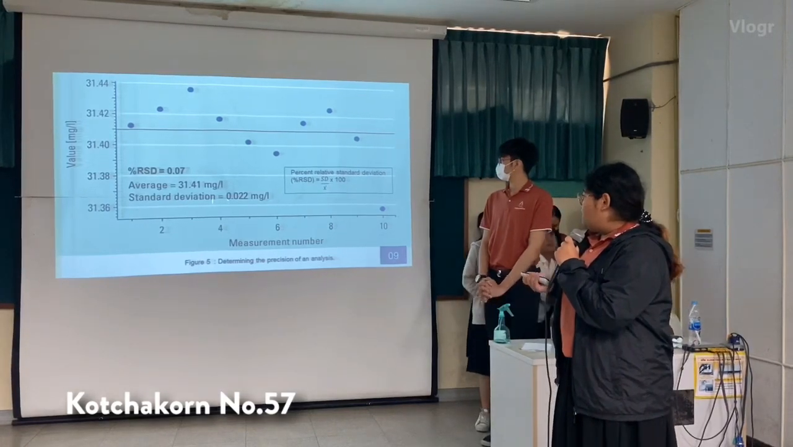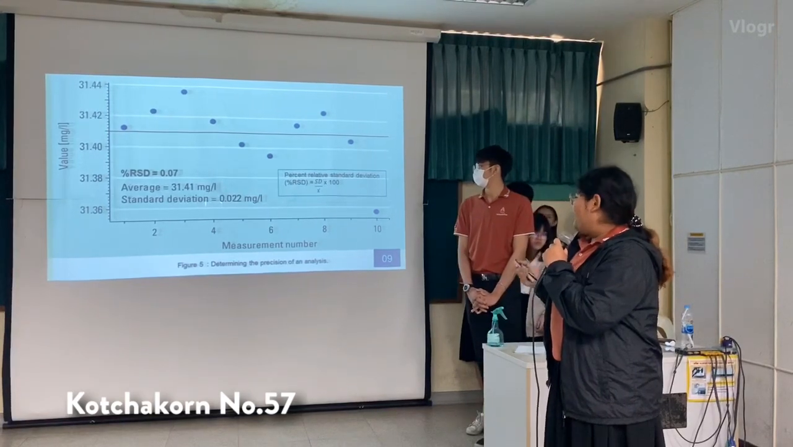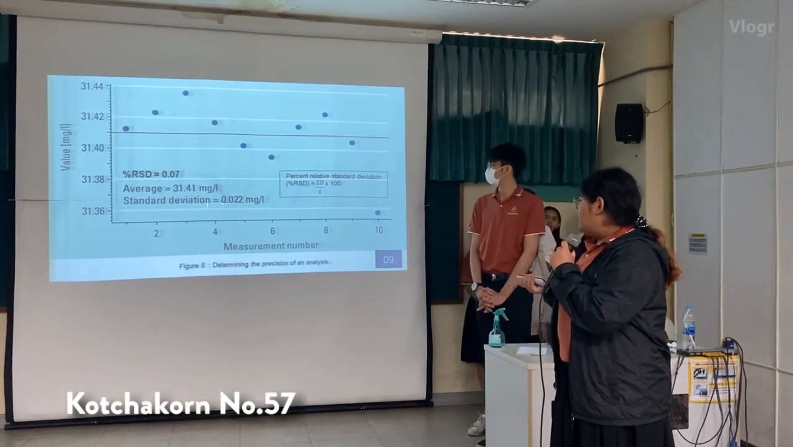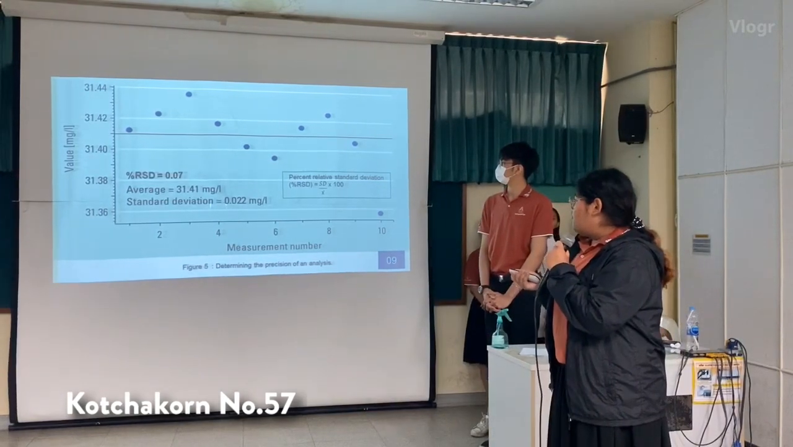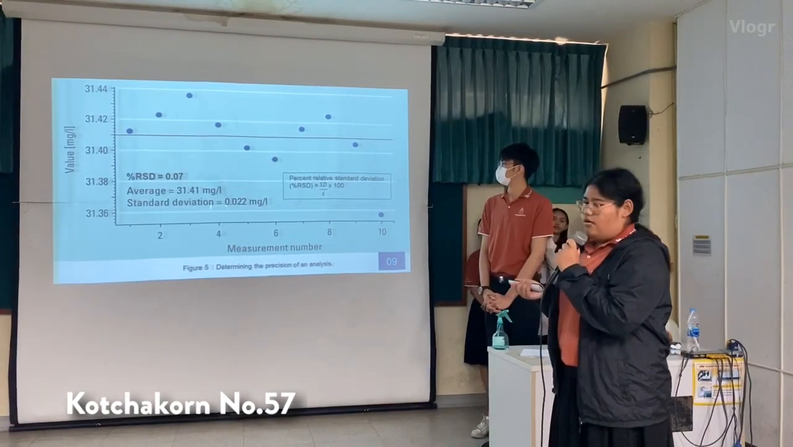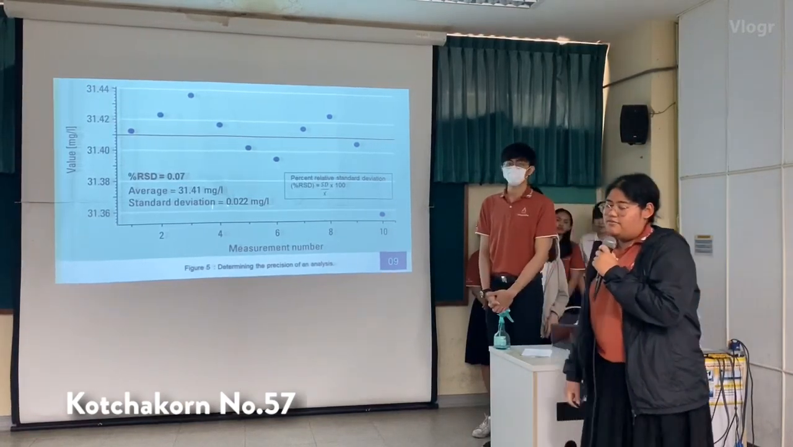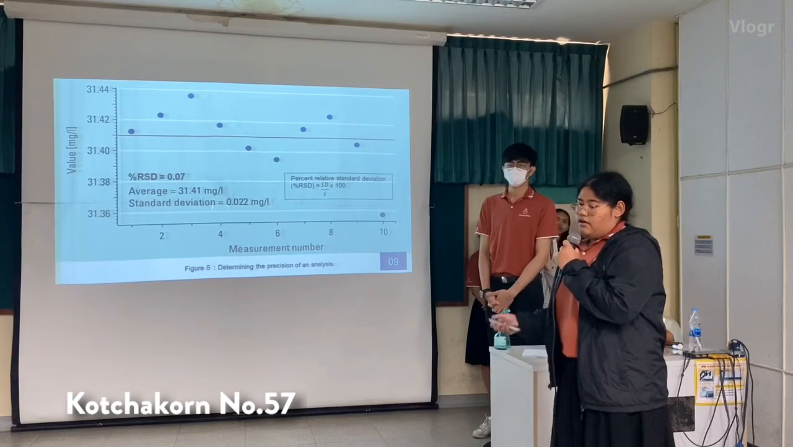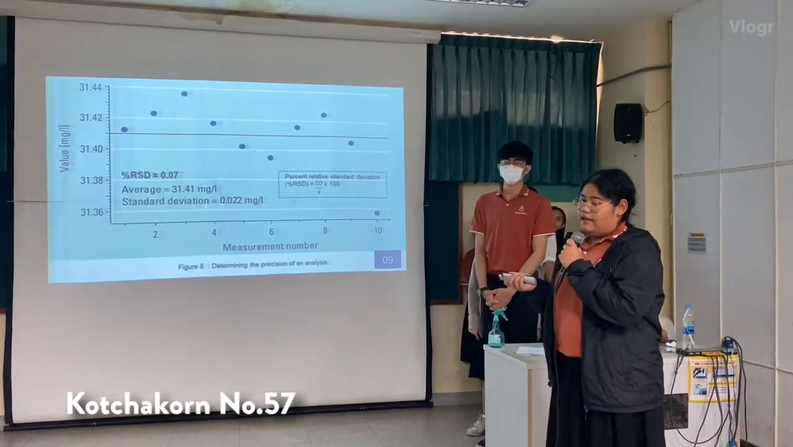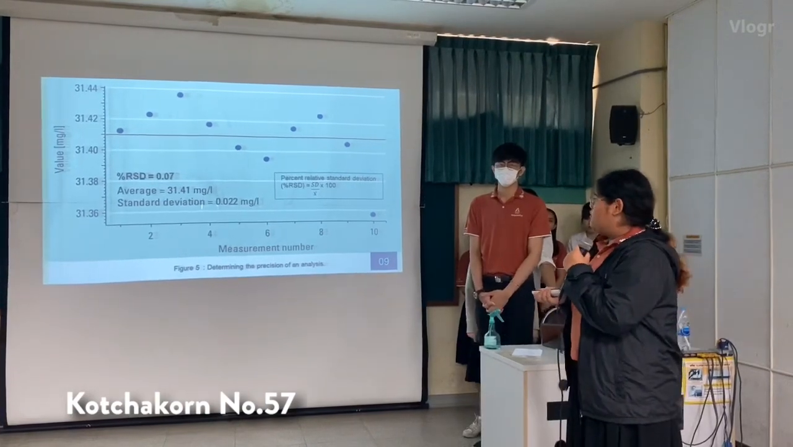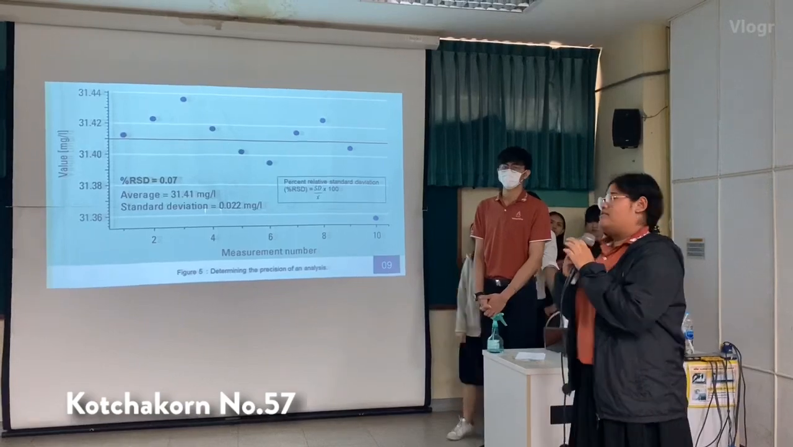Standard deviation equals 0.0722 and percent relative standard deviation equals 0.07. The standard deviation is low because the scatter in the graph is small, causing the percent relative standard deviation to be low. And from the graph, this is good precision. We are moving to the next topic, sensitivity.